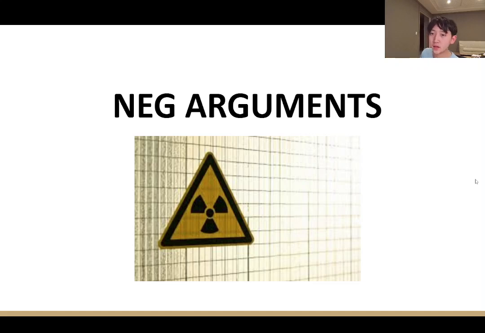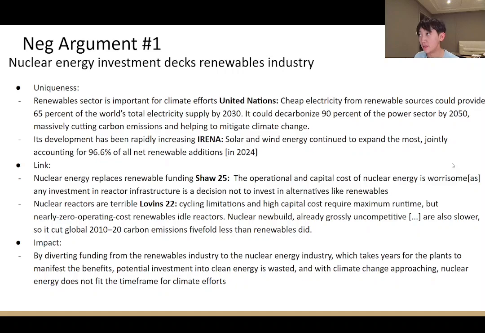So what exactly can you run on the neg for this topic? Well, the first argument that I would suggest that you run is that nuclear energy investment decks the renewable industry. The uniqueness is that right now, the renewable sector is important for climate change efforts, as the United Nations finds that cheap energy from renewable sources could provide 65% of the world's total electricity supply by 2030. It could decarbonize 90% of the power sector by 2050, massively cutting carbon emissions and helping to mitigate climate change. So the renewable industry is doing really well right now.